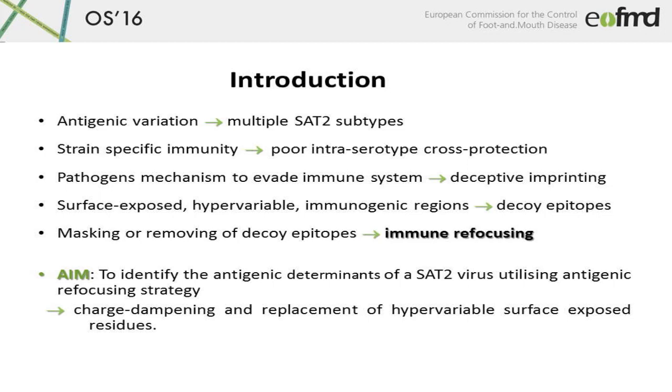There's a strategy to prevent deceptive imprinting, and this strategy is known as immune refocusing. This is simply done by masking or removing these decoy epitopes. So towards immune refocusing of SAT2 viruses, we aim to identify the antigenic determinants of those viruses by charge dampening and replacement of these hypervariable regions.